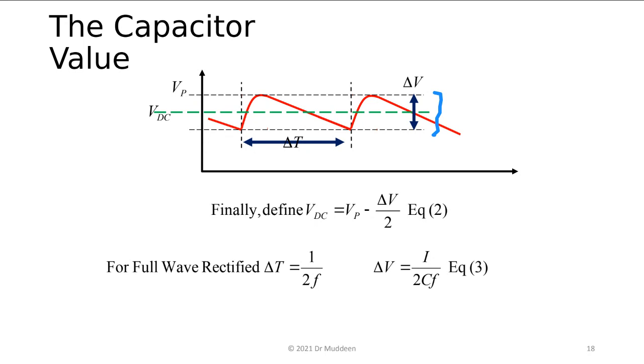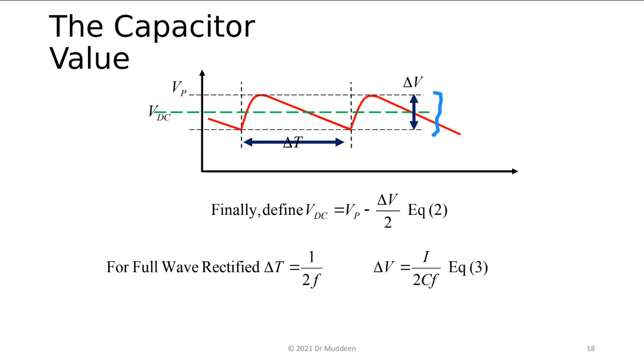Remember, we're trying to approximate the behavior of it. We could get a little more technical, but for engineering work, this analysis will more than suit us. In the case of the full wave rectified, the charge time is actually twice as fast as the half wave case, so instead of delta T, it is now 1 over 2F. So delta V now is 1 over 2CF.